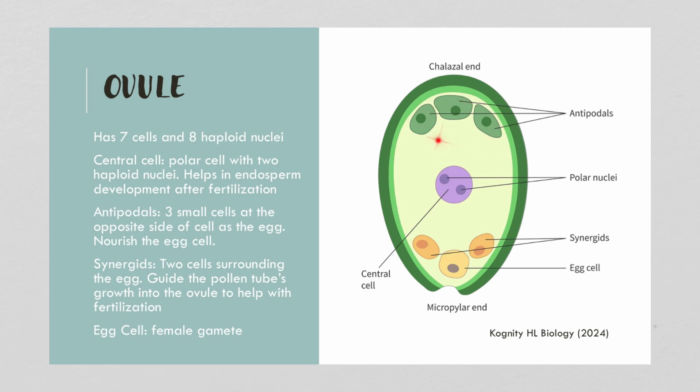The antipodals, there's 3 of them. They're small cells at the opposite side of the cell from the egg, and their job is to nourish the egg. The synergids, which are right here and here, are 2 cells that surround the egg, and they guide the pollen tube's growth into the ovule to help with fertilization. And then finally, the egg cell, which is the female gamete.